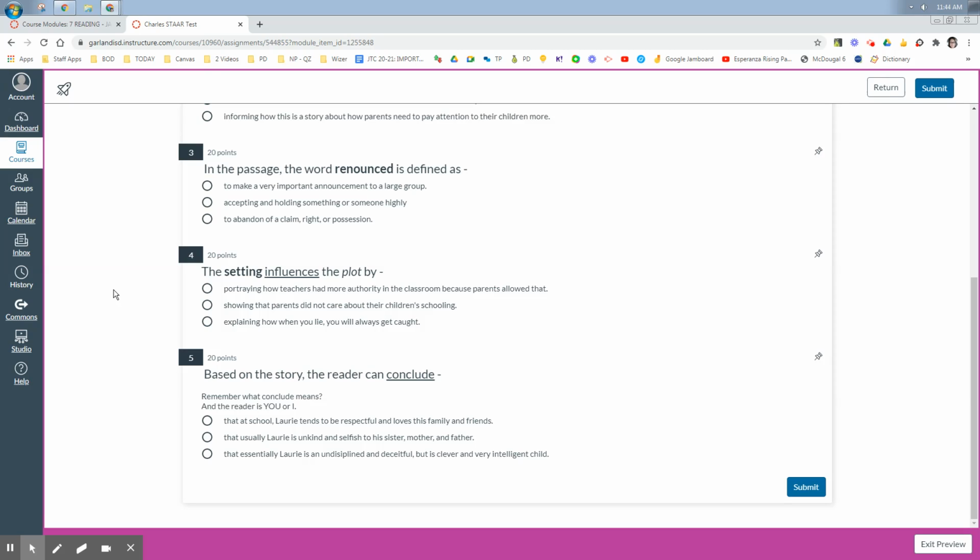Based on the story, the reader can conclude that at school, Lori tends to be respectful and loves his family and friends. Based on the story, the reader can conclude that usually Lori is unkind and selfish to his sister, mother, and father. Or the last one is, based on the story, the reader can conclude that essentially, Lori is an undisciplined and deceitful, but clever and very intelligent child.